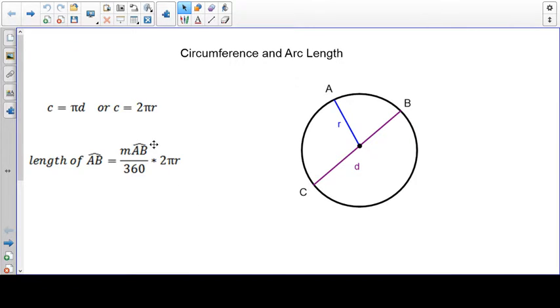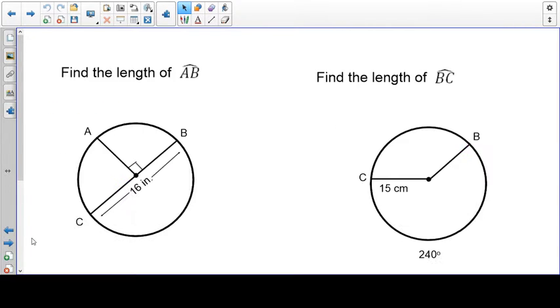That length means I'm going to take whatever my measure is, so the actual degree of it. So if it is 25, I'm going to take that 25 divided by the total of 360 times my circumference. So circumference, I can either do 2 pi r or just pi d, which is what we talked about first. So we're going to go ahead and do these first two examples.